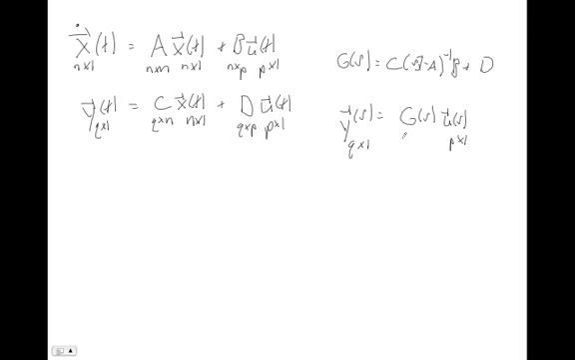So G of S is a transfer function matrix full of q by p scalar transfer functions. Each of the scalar transfer functions is a single input, single output transfer function that maps one of our inputs to one of our outputs, and it's a big matrix of these. So it's easy, if you start with a state space formulation, to compute the transfer function, and this is how you do it. You just plug it right in here.